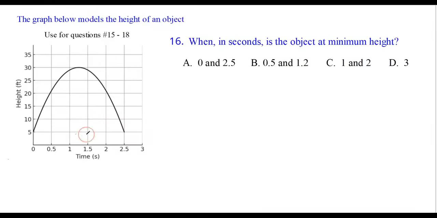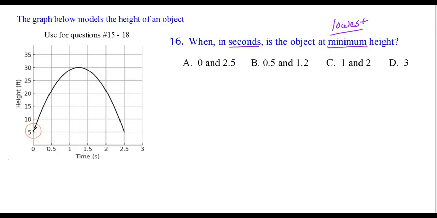Again, let's refer to this graph for question 16. It says, when in seconds is the object at minimum height? This represents the lowest point on the graph, or points, I should say. So again, my answer choices are in seconds. Did the object reach minimum height at 0 seconds and at 2.5 seconds, at 0.5 seconds and 1.2 seconds, at 1 second and 2 seconds, or at 3 seconds?